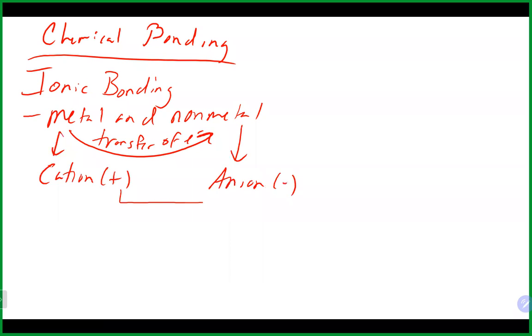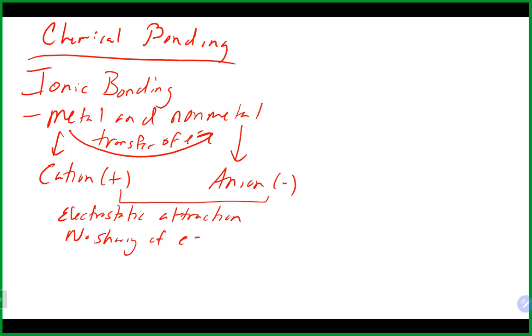And once again, as we talked about, it's absolutely the electrostatic attraction that's holding that together. There is no sharing of electrons in an ionic bond. So in an ionic bond, we get a complete transfer of electrons. That is why we get a full positive charge and a full negative charge, because electrons are really transferring from one place to the next.